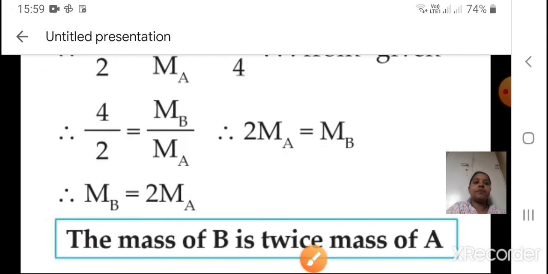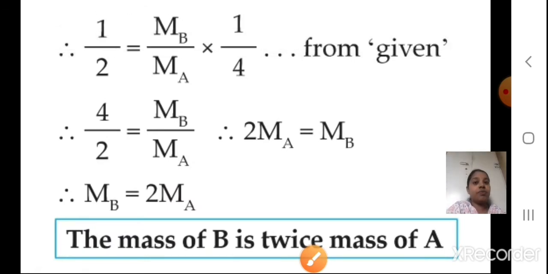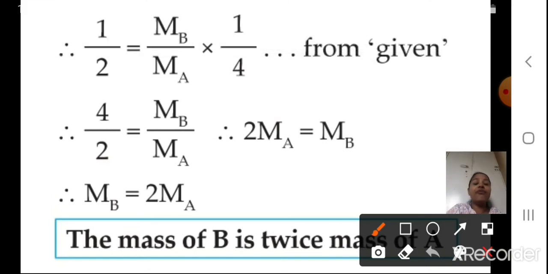Now next, what will happen? gB upon gA is half, which is equal to MB upon MA multiplied by 1 upon 4. Now from where did 1 upon 4 come, students? You know you got the equation RA upon RB and the whole square it was. So 1 square is 1, 2 square is 4. So this you got from there. Now this 4 is in the denominator, it has to go to the numerator. So 4 upon 2 is equal to MB upon MA.